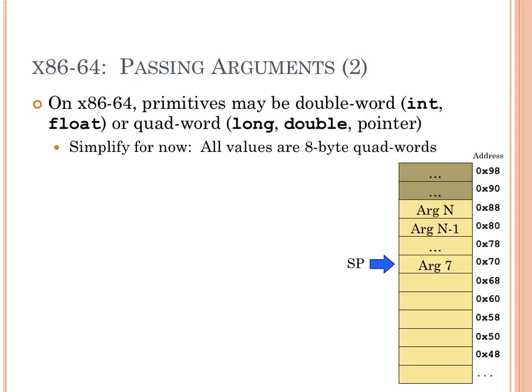All right. Let's see. Primitives may be ints, or they might be.